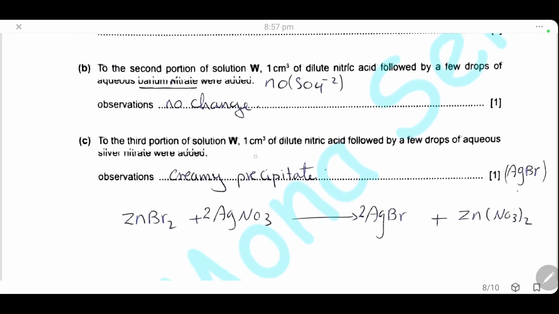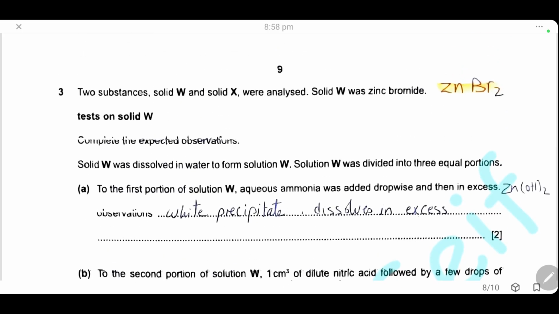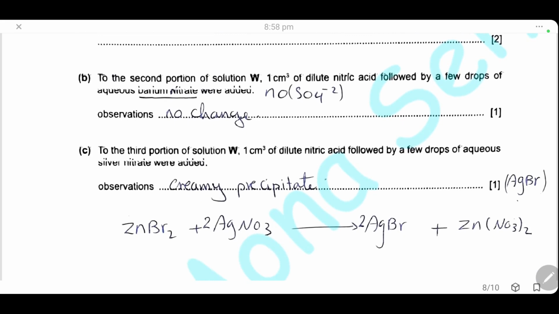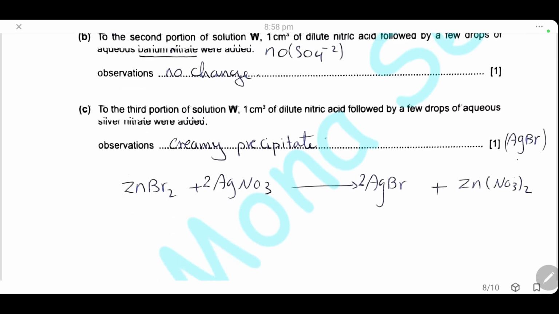To the third portion, we will add 1 cm³ of dilute nitric acid, followed by few drops of aqueous silver nitrate. Silver nitrate is the reagent used to test for halide ions, and it will react here because we have zinc bromide, we have the precipitate form, it will be silver bromide. It's a creamy precipitate. The observation will be creamy precipitate. Of course, the equation is not required, just wrote it for illustration.